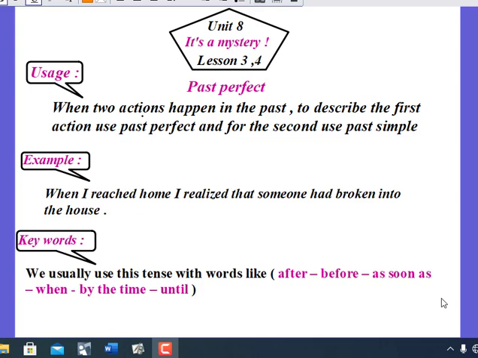Let's start with our grammar lesson. Today we're going to talk about the past perfect. The first thing we need to know about the past perfect is its usage. When can I use the past perfect?